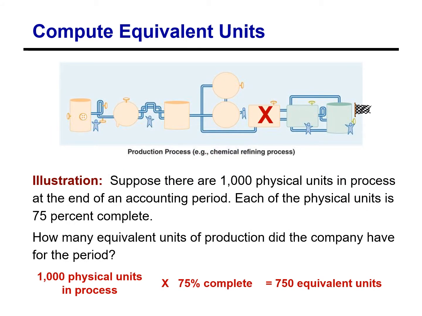Let's go back to our previous illustration. We have 1,000 units in process at the end of an accounting period. Each unit is 75% complete. Equivalent units is the product of the number of partially completed units and the percentage of completion of those units in a processing department. So if we have 1,000 units that are 75% complete, we have 750 equivalent units.